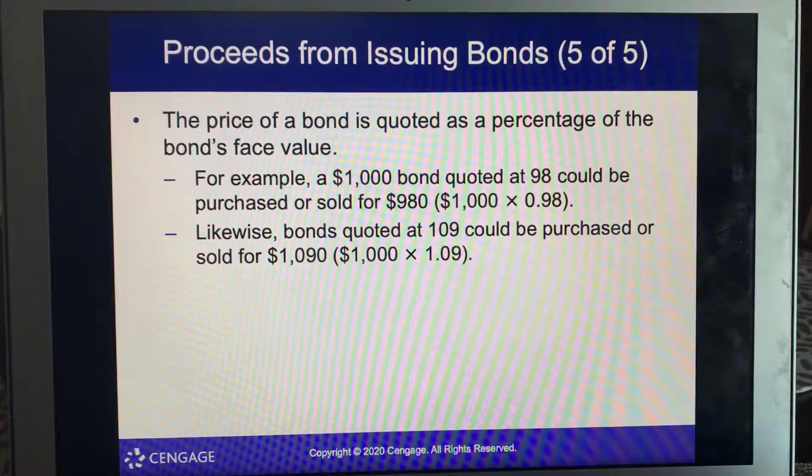The price of a bond is quoted as a percentage of the bond's face value. For example, a $1,000 bond quoted at 98 could be purchased or sold for 98 percent, or $980, which is 1,000 times 0.98. Likewise, bonds quoted at 109 could be purchased or sold for $1,090, which is 1,000 times 1.09.